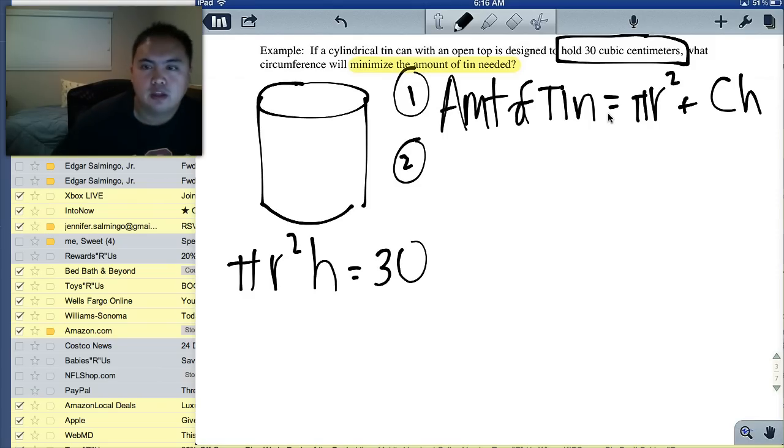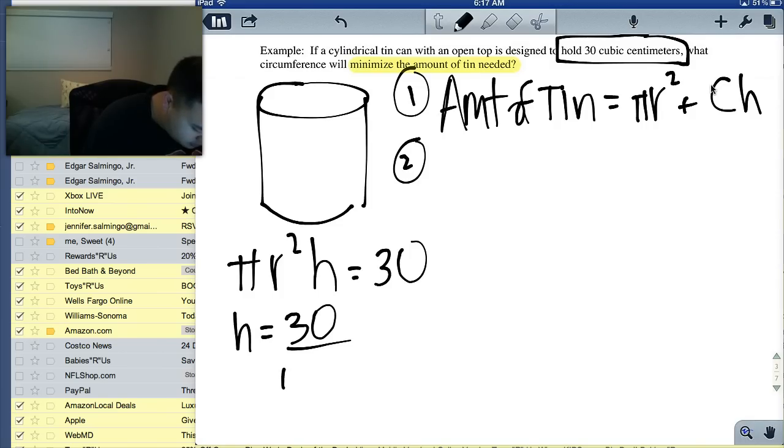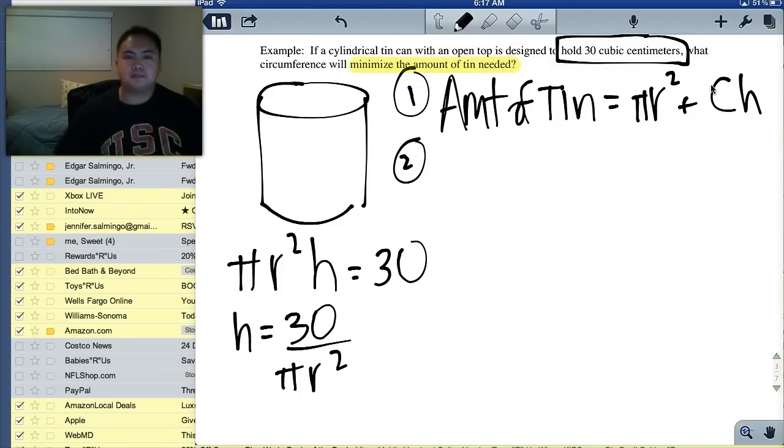Now, this problem already has a pi r squared. So let's replace h. What I'm going to do is divide both sides by pi r squared. H is the same thing as 30 over pi r squared. Okay. I still have the c though.